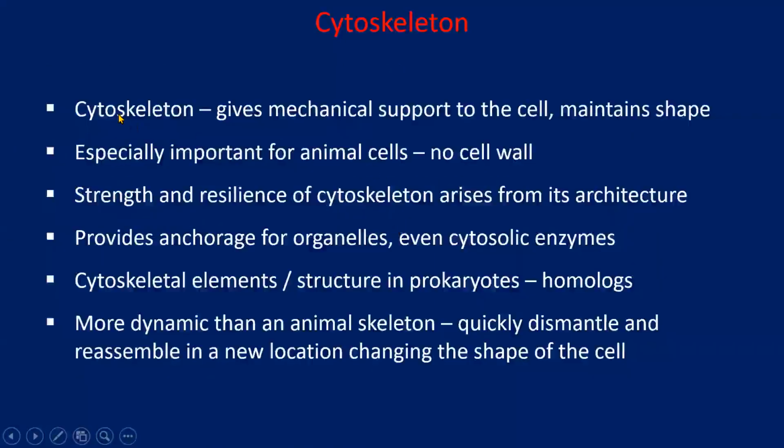So now, particularly, the cytoskeleton can give mechanical support to the cell, and by giving the mechanical support, the cell can maintain its shape. And especially it is very important in the animal cell, because animal cell doesn't have a cell wall. If there is no cell wall, then it's very difficult to maintain the cell.